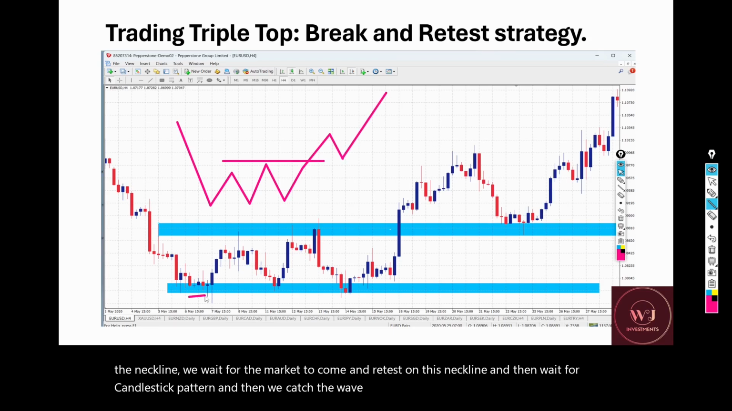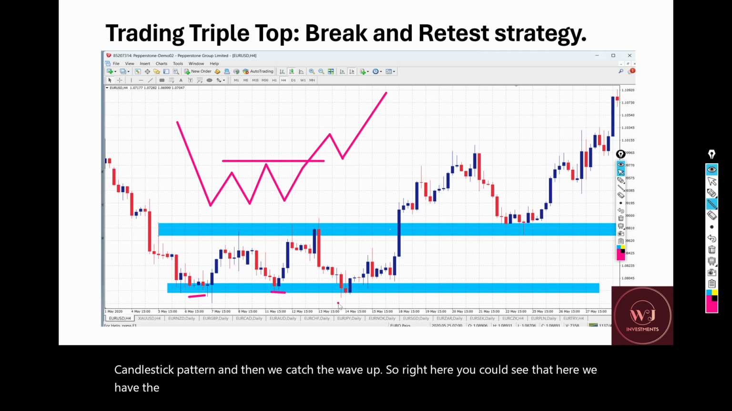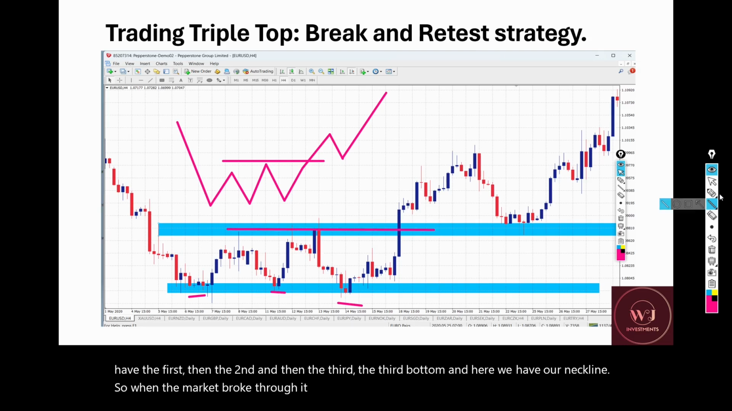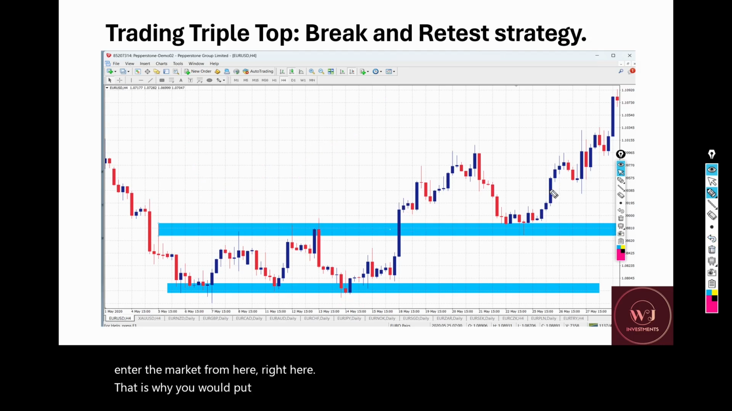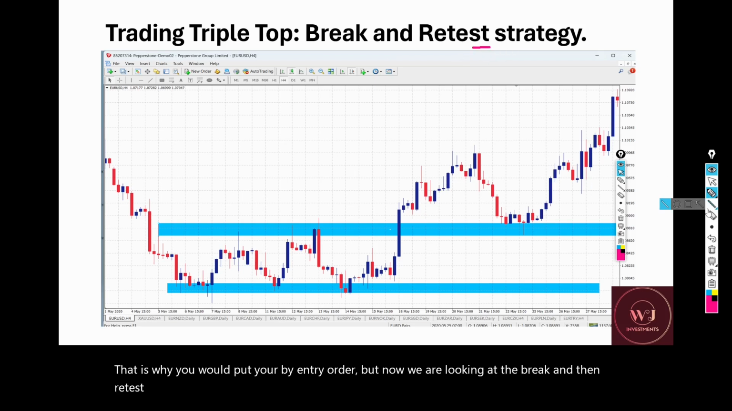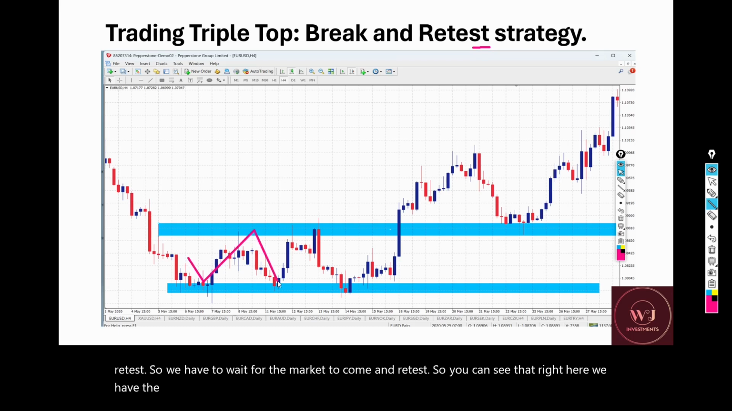So right here, you could see that we have the first, then the second, and then the third bottom, and here we have our neckline. When the market broke through it, if you wanted to trade the breakout strategy, you could enter the market from right here. That is where you would put your buy entry order. But now we are looking at the break and retest. So we have to wait for the market to come and retest. You can see that right here we have the first bottom, second bottom, third bottom, and then a break. So we have to wait for a retest.